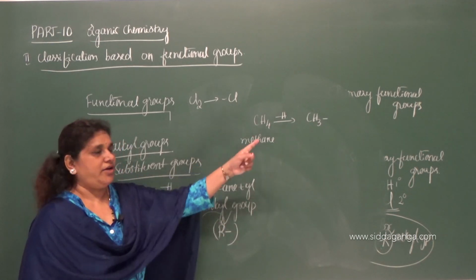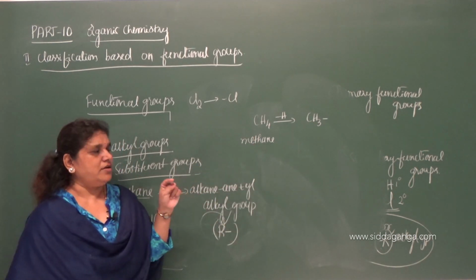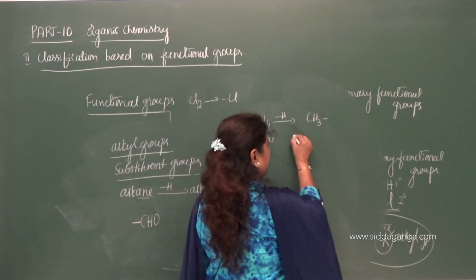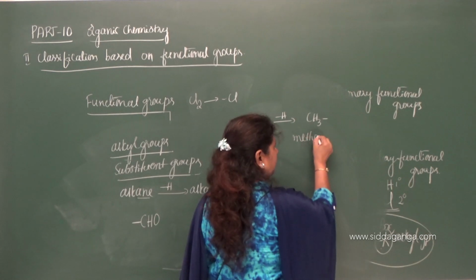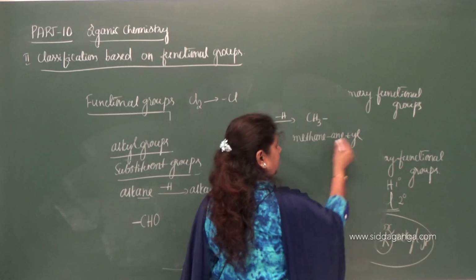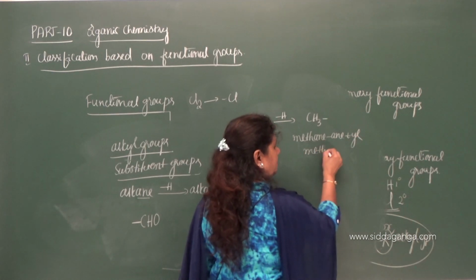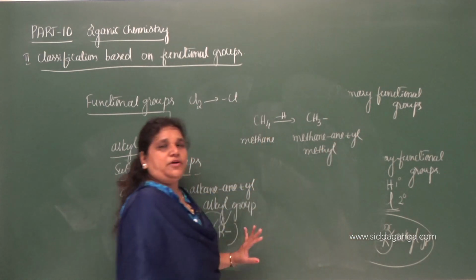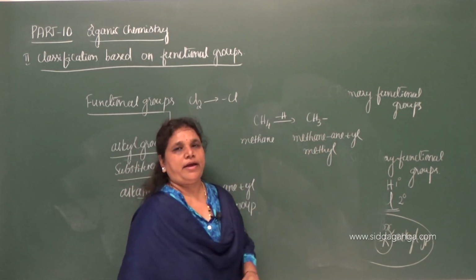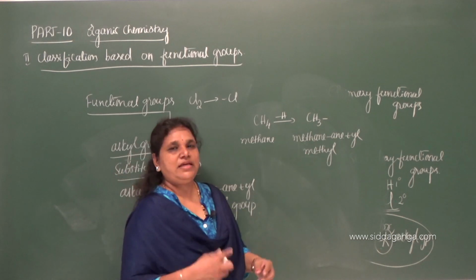So that is why I have written methane. After losing one hydrogen, you will get CH3. And how to give the name? Methane minus ANE plus YL, then the group becomes methyl. So the name of the alkyl group can be obtained by subtracting ANE and adding YL. What you get is the methyl group.